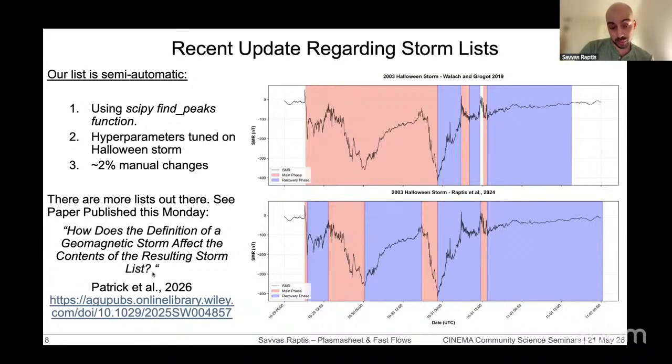And there was a paper published this week, actually, on Monday, that discusses how the different definitions of a storm can affect the storm list and what are the best practices for that. I already skimmed through it. I think it's a very, very interesting work. So I think everybody should take a look at it.